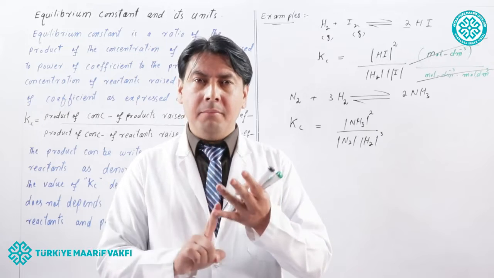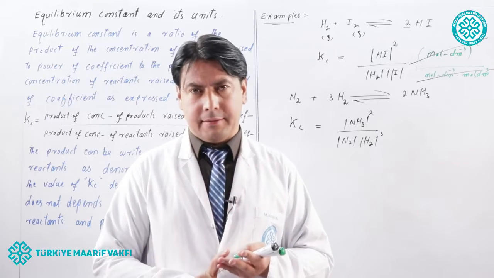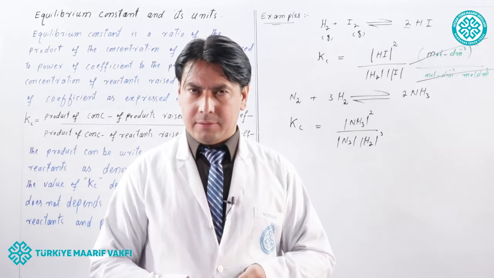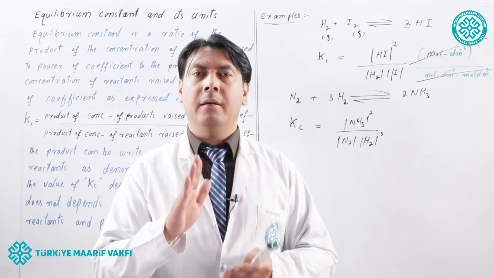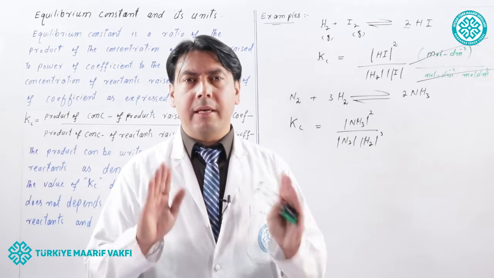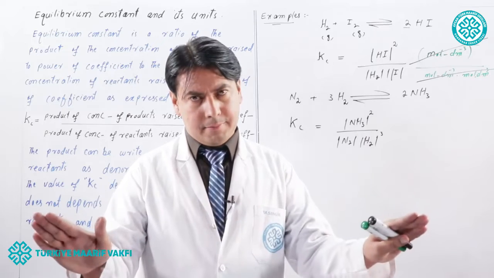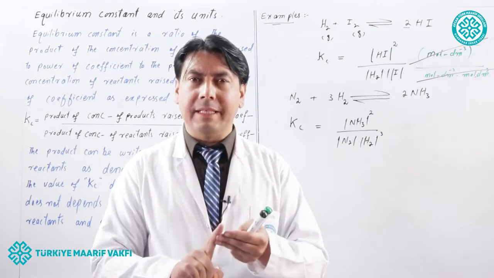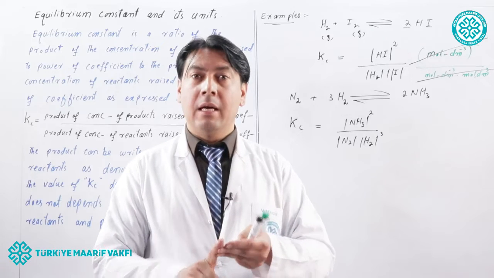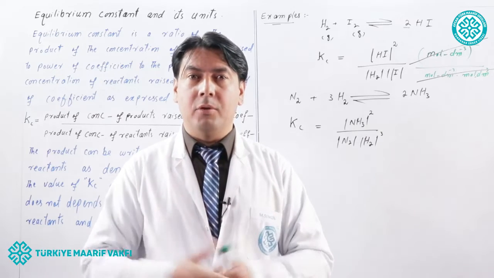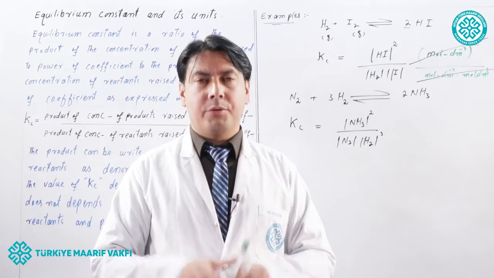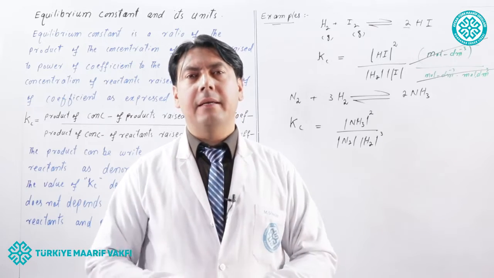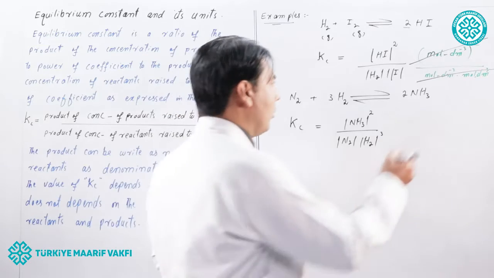So this is one case. If the number of moles of the reactants becomes equal to the number of moles of the products, then the equilibrium constant Kc has no unit. This is the one case. If the number of moles of the reactants is the same as the number of moles of the products, in this case the Kc has no unit.